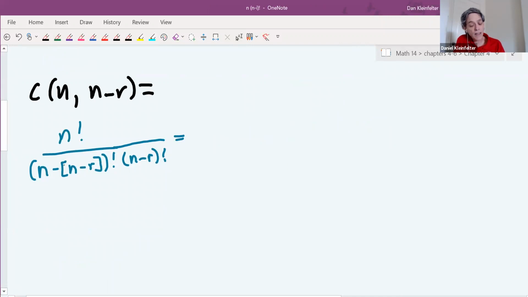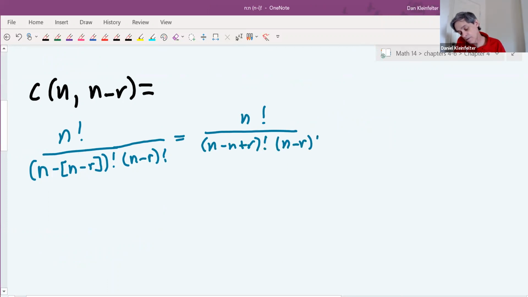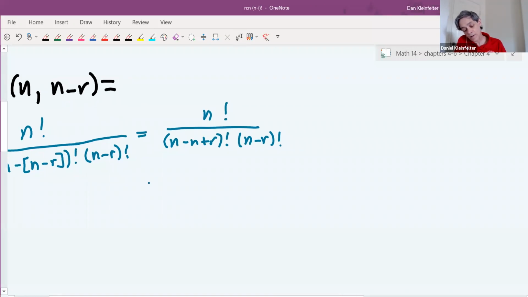In the denominator, in the first set of parentheses, we're going to distribute that negative. So we'll have n minus n plus r factorial, and then down below, we'll have still n minus r factorial. All right, so now n minus n is 0. So we will just have n factorial, and then down below, we're going to have r factorial and n minus r factorial. Okay, and notice that this is the same as C(n,r).